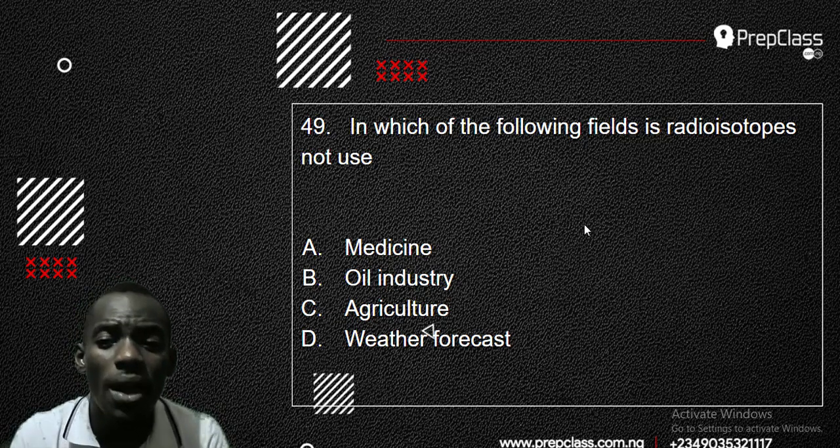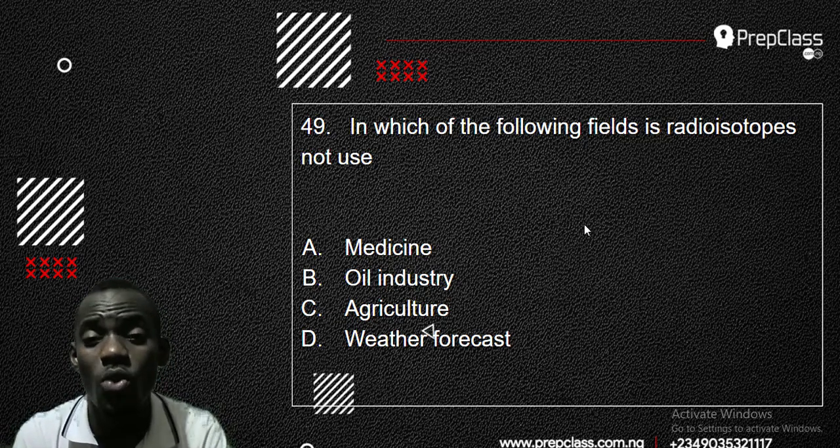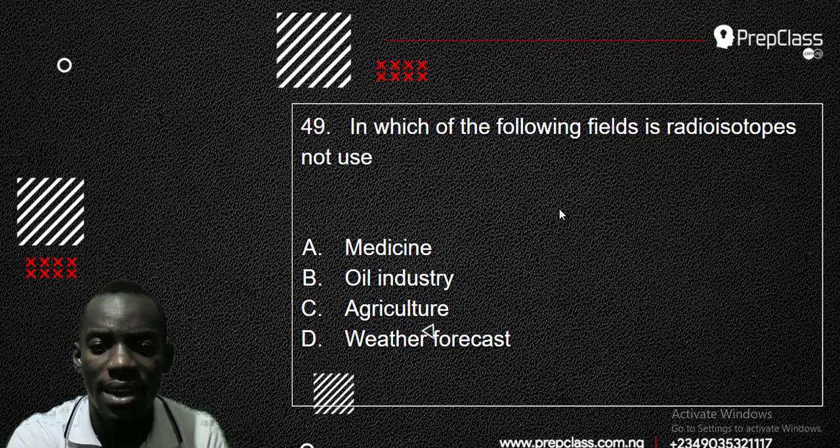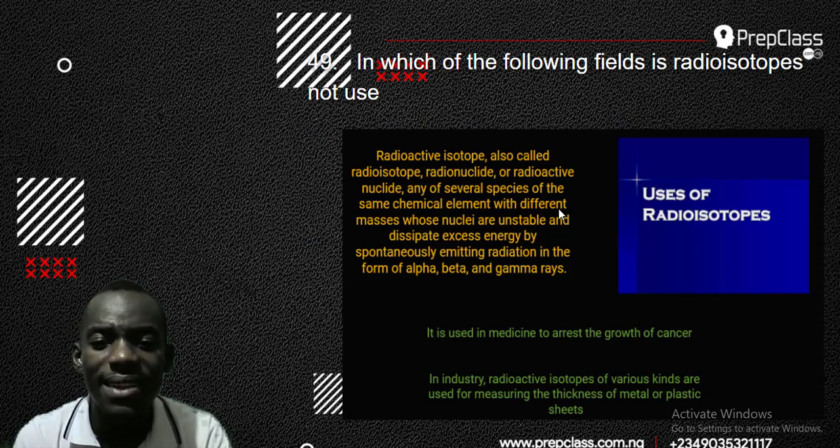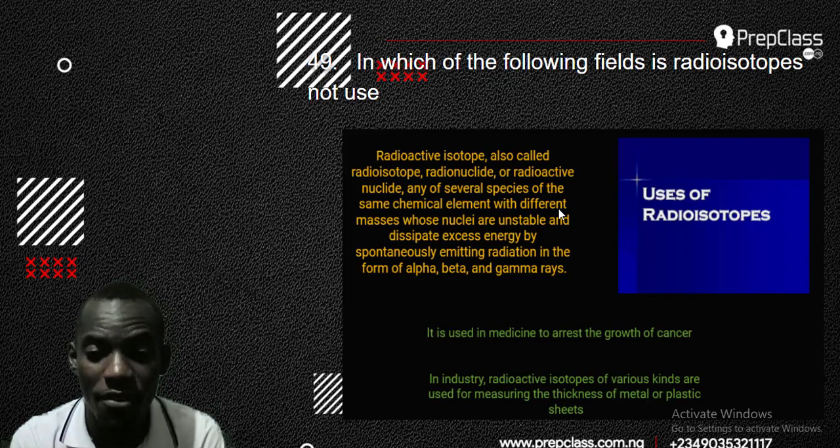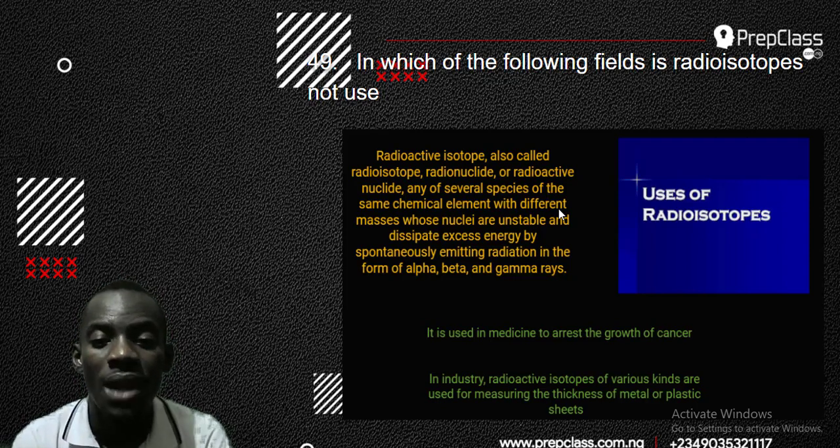But radioisotope has to do actually with radioactivity. Let's take a little study of it. Radioactive isotope is also called radioisotope or radionuclide or radioactive nuclide. Any of several species of the same chemical element with different mass, I said that before, whose nuclei are unstable and dissipate excess energy by spontaneously emitting radiation in the form of alpha, beta, and gamma ray.